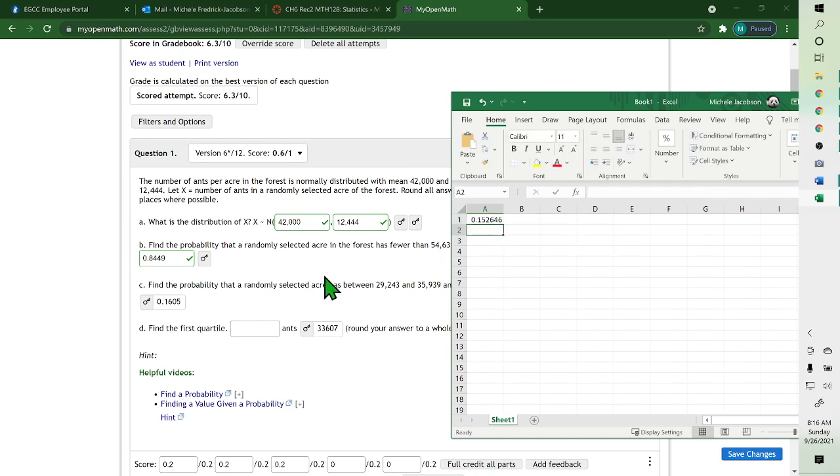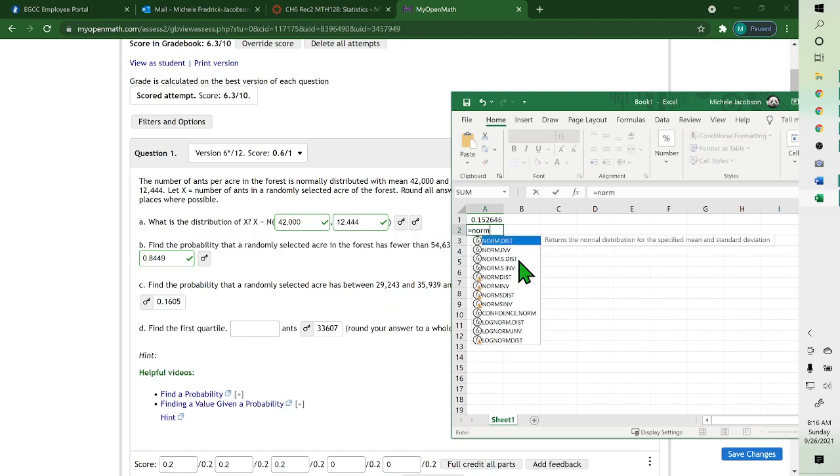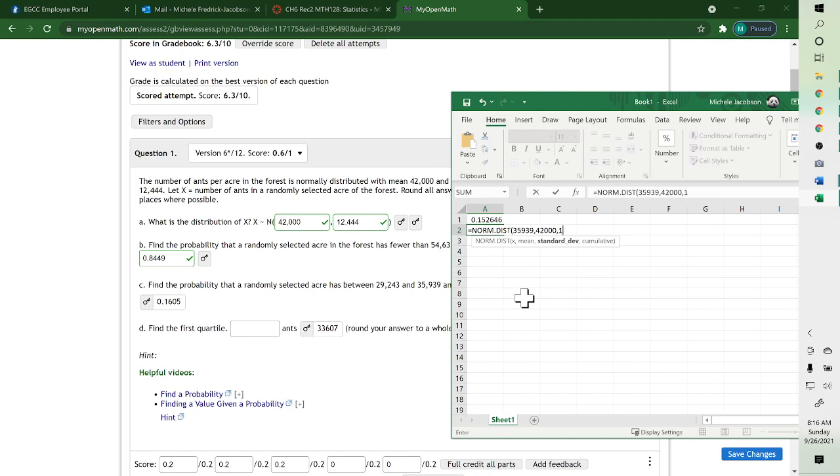Now this is the percent below that number, so then when we plug in the 35, it'll give us below that and we subtract the 2. So we do the same thing, equals norm, and then it'll come up, first one, and then we put our X, this time the other number, 35,939, comma, the 42,000, comma, the 12,444, comma, and then true.